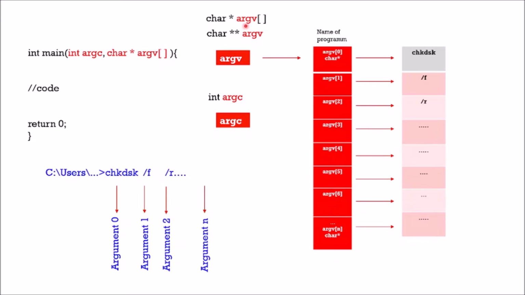So there is also a different notation for argv, and it is this double pointer to char. Remember that internally in the C programming language, arrays are treated as pointers, so I can replace this array notation with a pointer. Okay, so this is why we have this double pointer to char, or we can also have this one.